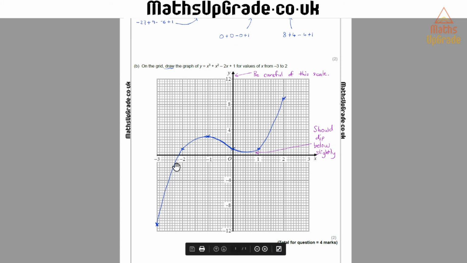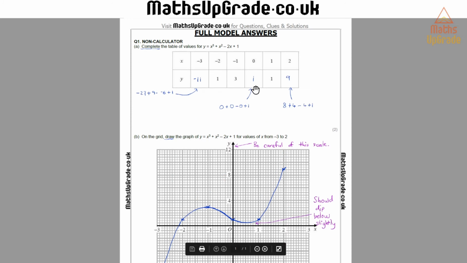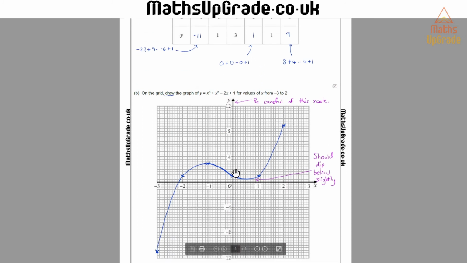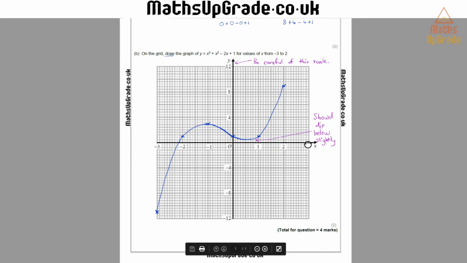And remember, just because these 2 values here are both 1 and 1, that doesn't mean that the line will go straight across. It's always going to be a nice smooth curve. So you need to dip slightly below here and back up again. So the whole question is worth 4 marks.